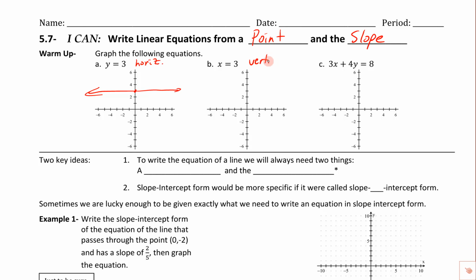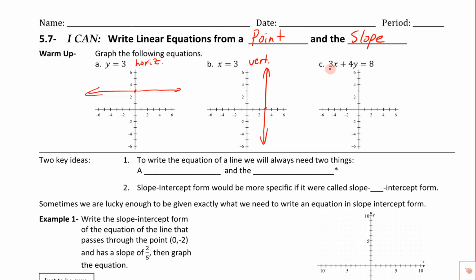And then it tells us that it crosses the x-axis at 3. And again, it doesn't cross the y-axis. We can go as far up or as far down as we want. There's our vertical line right there. And then on part C for the warm-up, we need to put this in slope-intercept form so we can tell where this crosses the y-axis and what the slope is.